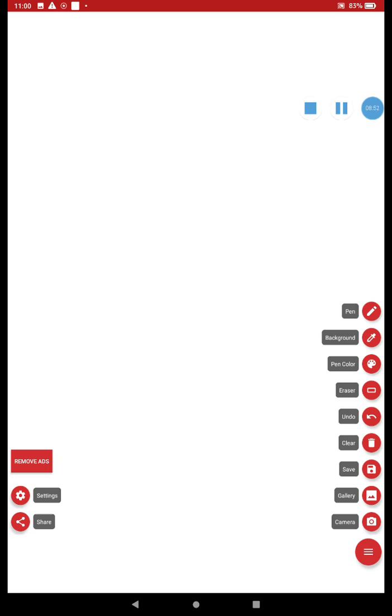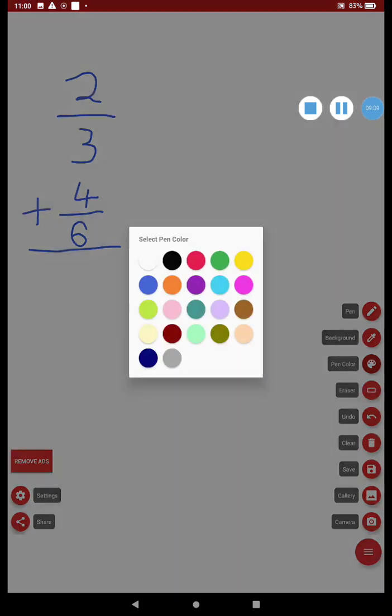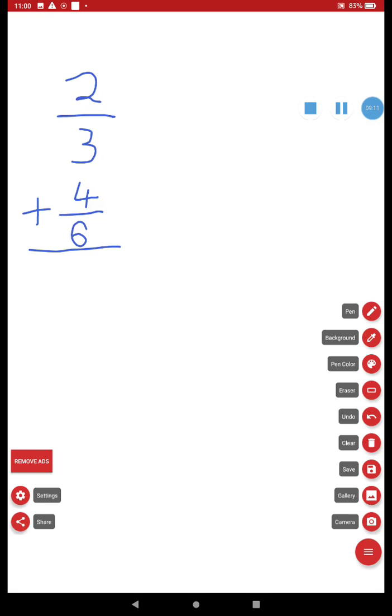Let's take a look at 2/3 plus 4/6. I need to get a common denominator. To do that, I can look at my tens chart to help me out. And what's a common denominator between 3 and 6? Well, that's going to be 6.